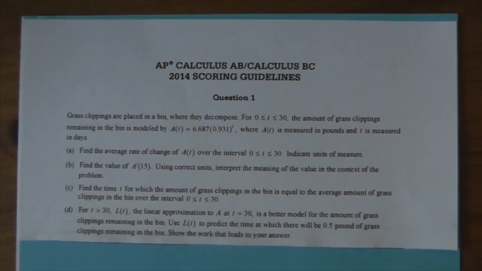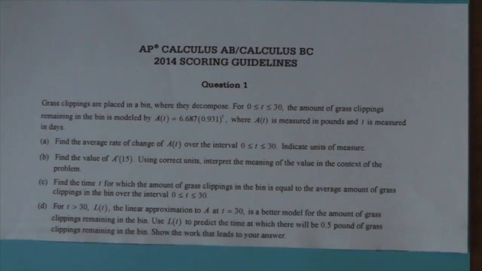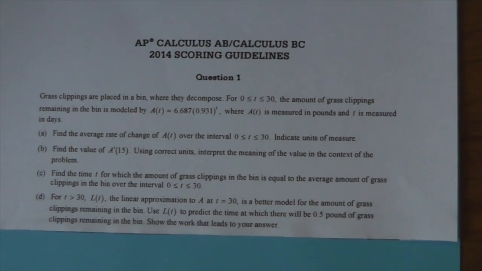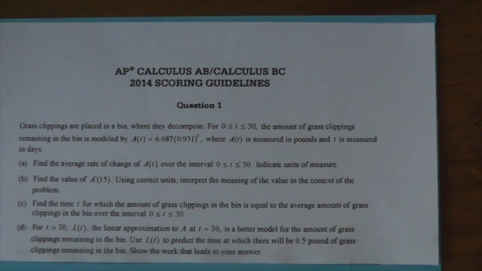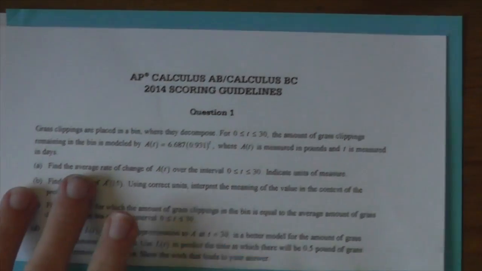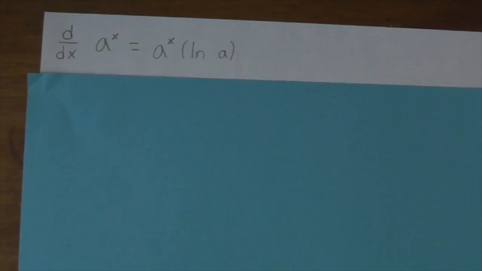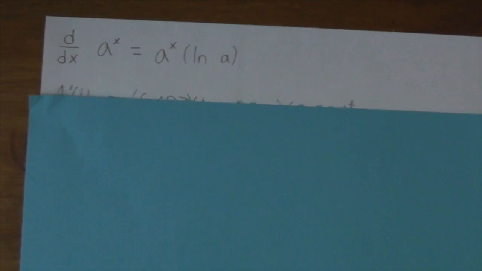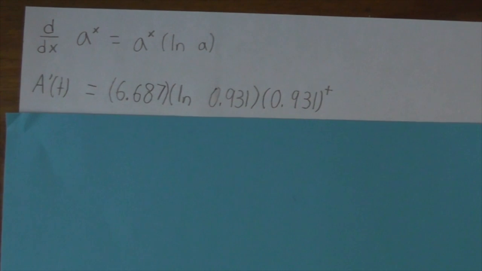In part B, the exam asks us to find A prime of 15 and then interpret the meaning of that value in the context of the problem. We can find A prime of 15 by taking the derivative of the function A of t and finding the value at t equals 15. Remember that the derivative of a to the power of x is a to the power of x times ln of a. So the function A prime of t is equal to 6.687 times ln of 0.931 times 0.931 to the power of t.